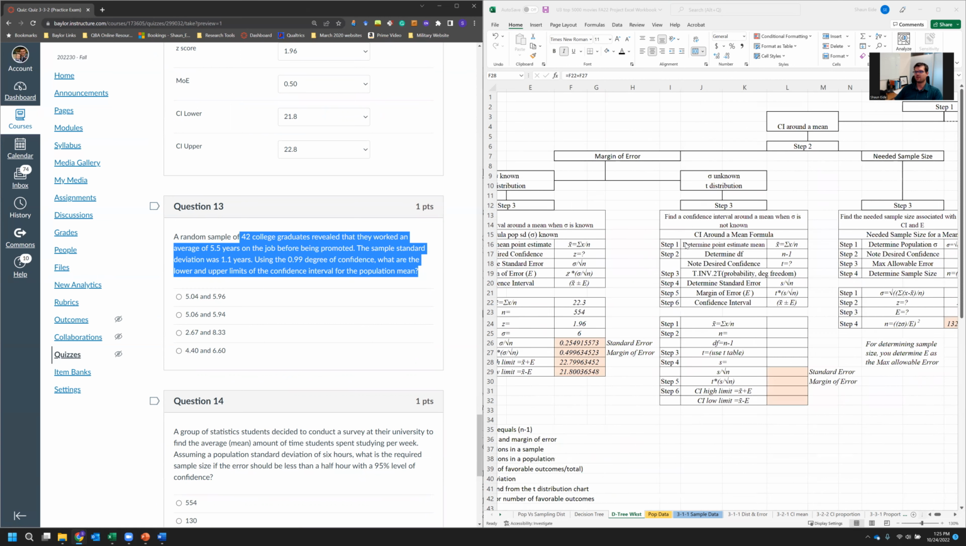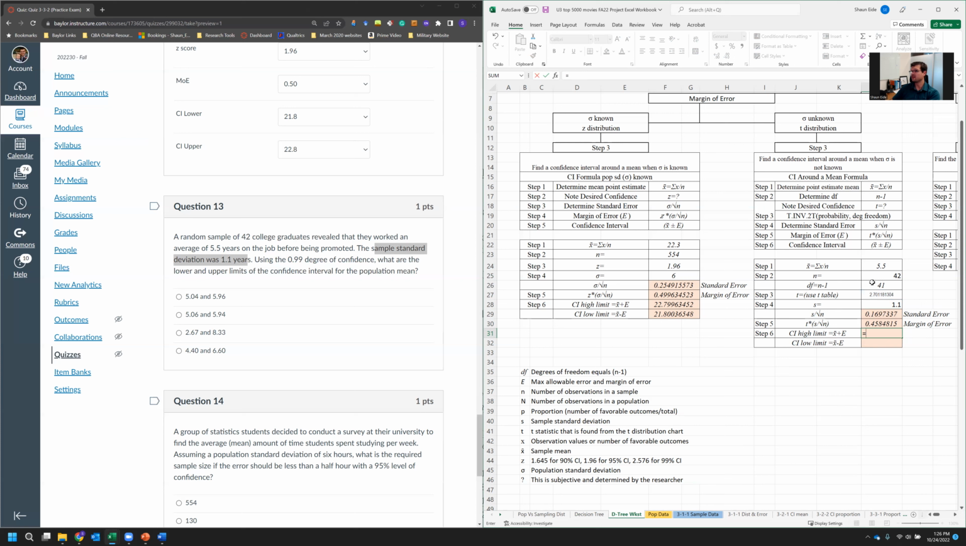And then we've got the standard error, which is the standard deviation divided by the square root of n. And then the margin of error equals the t-score multiplied by the standard error. And then the upper and lower limits. 5.04 to 5.96.